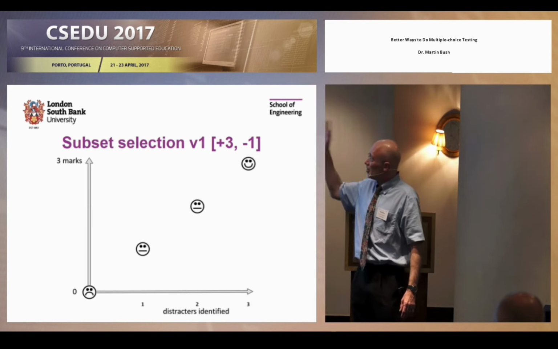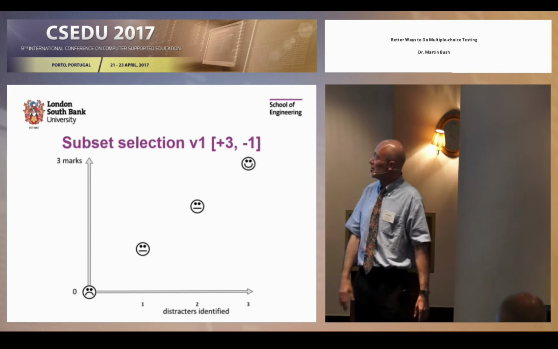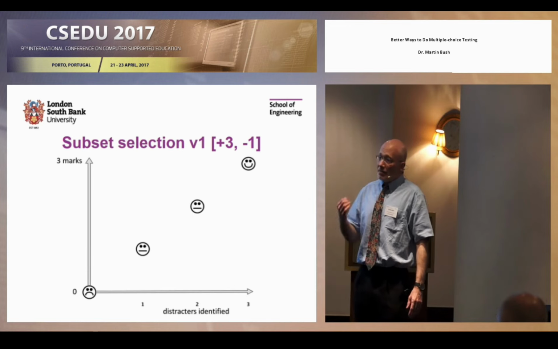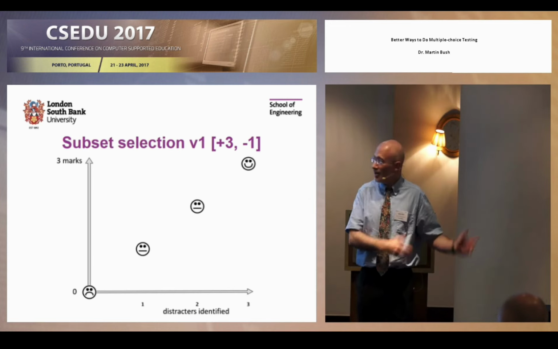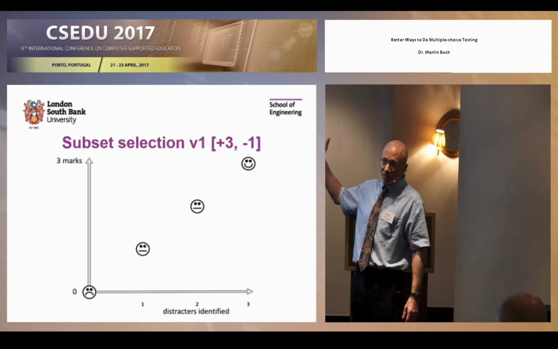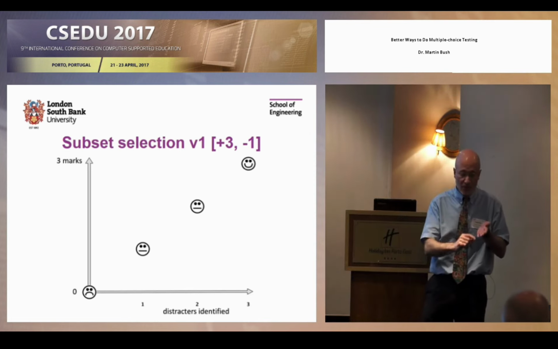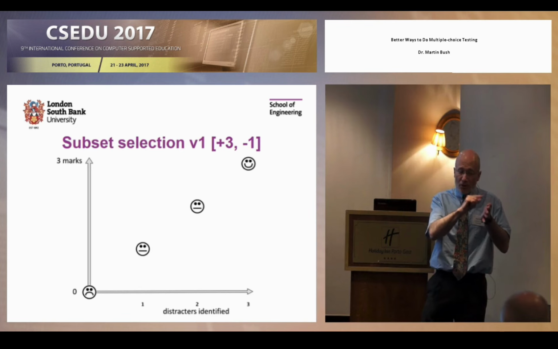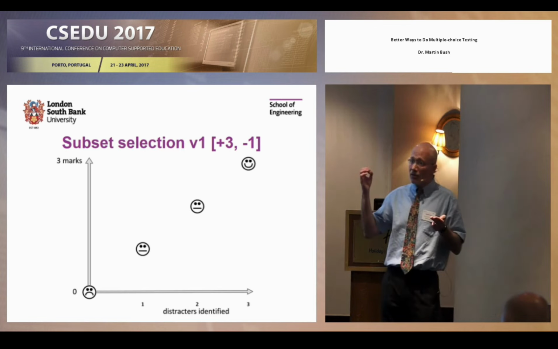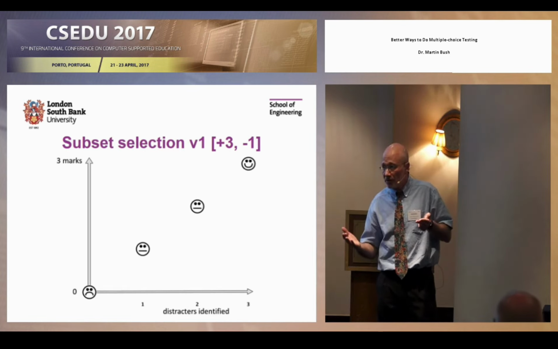Okay, this was an idea that I had in the late 90s, but it turned out that other people had this idea long before, which is no surprise because it's quite an obvious idea really, but subset selection, maybe some of you are familiar with it. So the idea is that you award 3 marks for the right answer and -1 for a wrong answer, okay? But now we can allow students to select more than one answer.